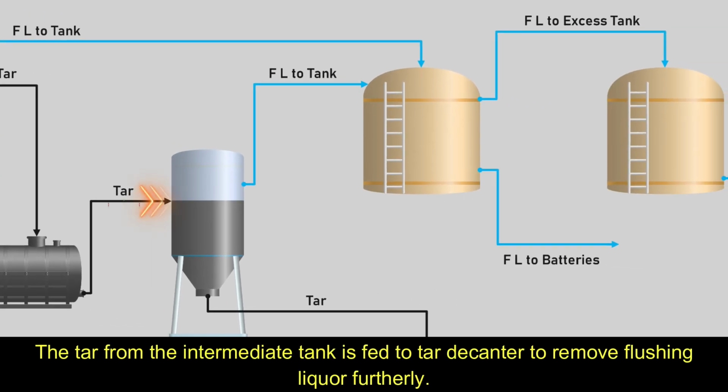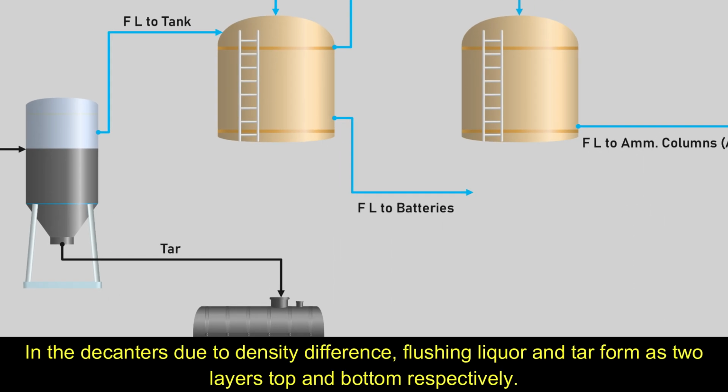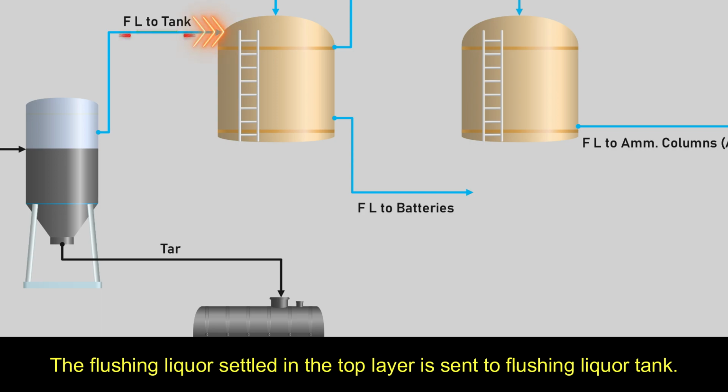The tar from the intermediate tank is fed to the tar decanter to remove flushing liquor further. In the decanters, due to density difference, flushing liquor and tar form two layers, top and bottom respectively. The tar settled in the bottom layer is sent to the tar tank. The flushing liquor settled in the top layer is sent to the flushing liquor tank.